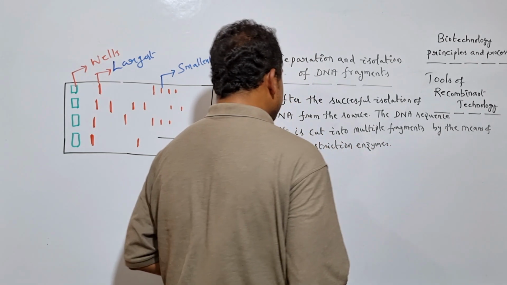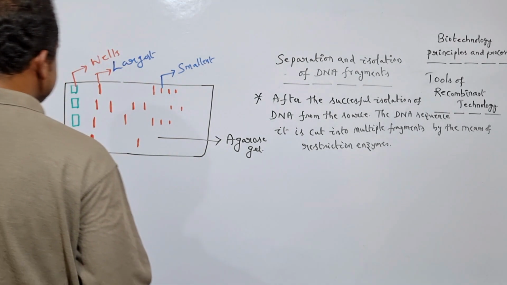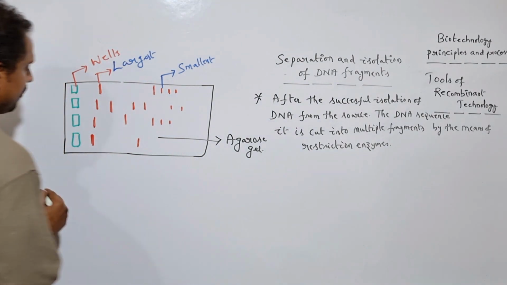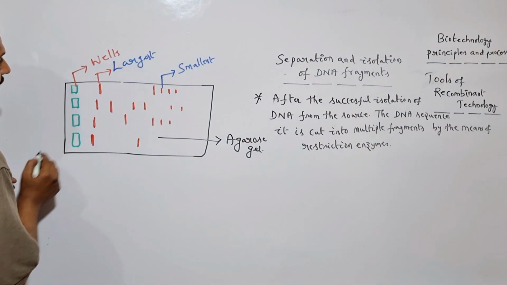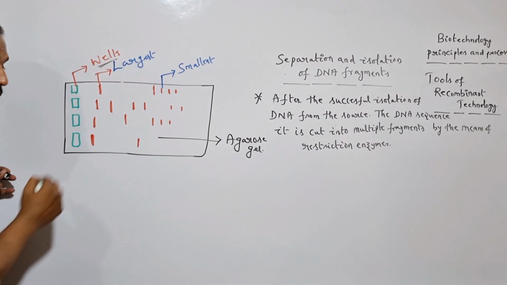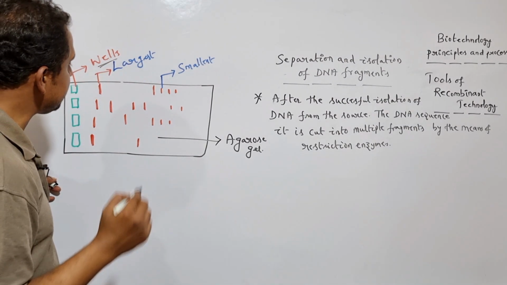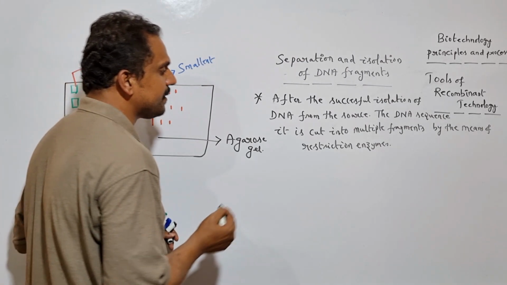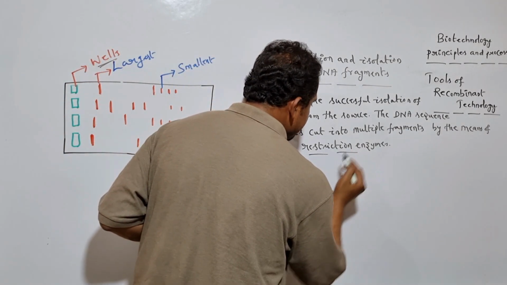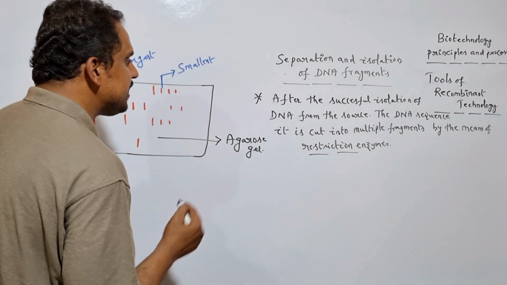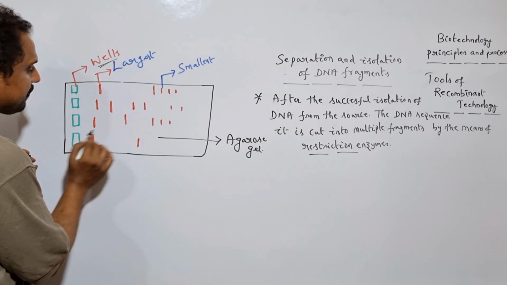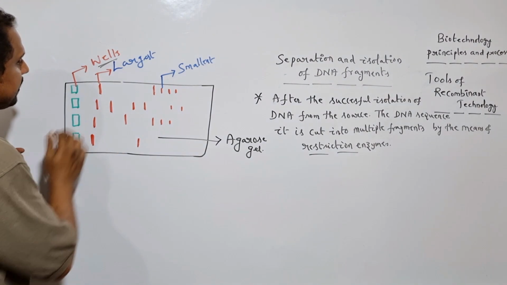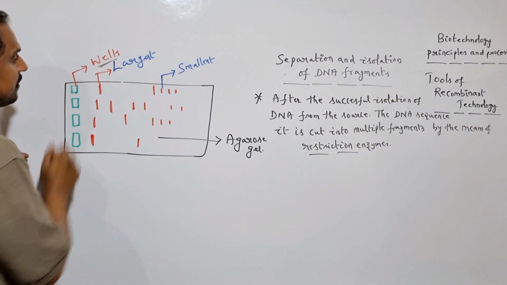Now here the multiple fragments are successfully inserted into the electrophoretic chamber by taking advantage of the specific wells here. Is it clear? The specific DNA fragments are cut into multiple fragments by taking advantage of restriction enzymes. Now these fragments are inserted into the electrophoretic chamber by taking advantage of wells.